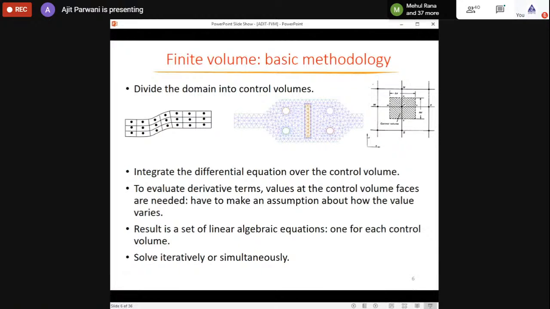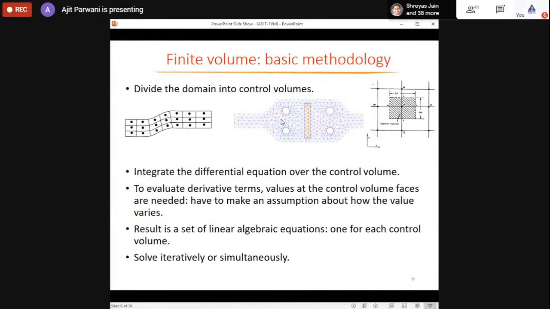So what is the basic methodology for the finite volume method? The first step is to divide the domain into n number of parts. You see, this is a domain, and because we are solving the partial differential equation, it represents a very small part of the domain. So we need to divide the domain into n number of parts, and then apply the partial differential equation for each and every part. The division could be squares, rectangles, or triangular elements like this.